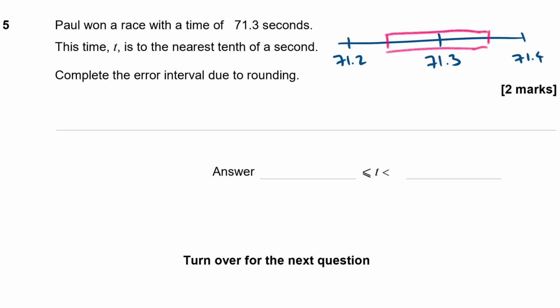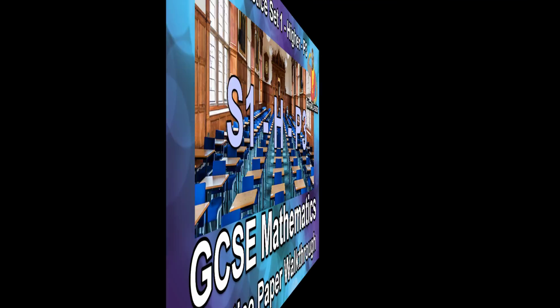So halfway between 71.2 and 71.3 is 71.25. And halfway between 71.3 and 71.4 is 71.35. So all the numbers between 71.25 and 71.35 are going to round to 71.3. 71.25, 71.35.